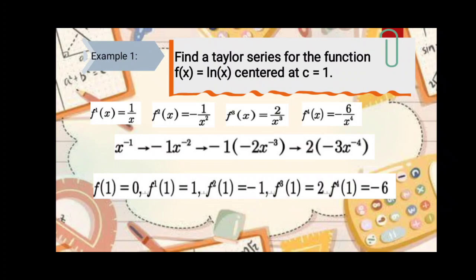Then f of 1 is equal to 0, and f prime of 1 is equal to 1. Then f double prime of 1 is equal to negative 1, and f triple prime of 1 is equal to 2, and the fourth derivative of 1 is equal to negative 6.